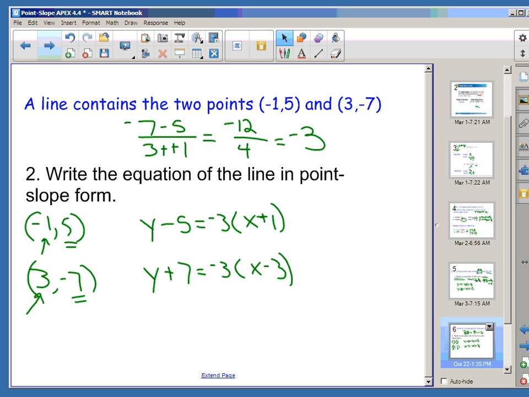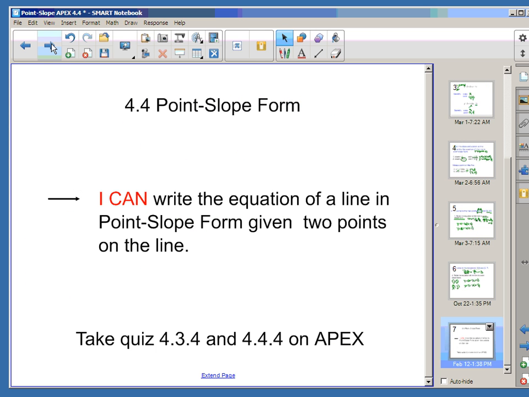So the only calculating you really need to do is to calculate the slope, which is back from section 4.2, and put it in point slope form. You're going to want to have your notes to refer to, because until you practice it, it's hard to have that memorized. All right, so section 4.4 on point slope form, I can write the equation of a line in point slope form given 2 points on the line. If you need to go back and review the 2 slides that I just showed you, go ahead. But basically, if you can do that, you should be pretty successful on these 2 quizzes, 4.3.4 and 4.4.4. So good luck, and we'll see you next time.